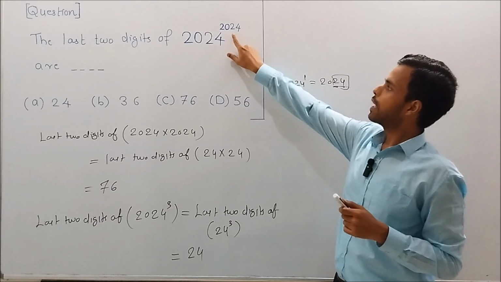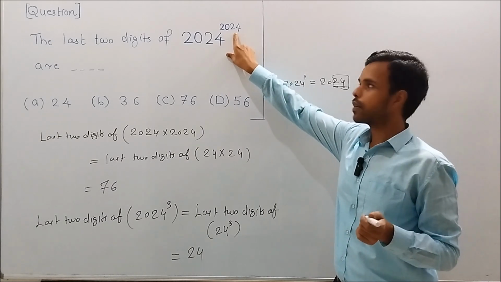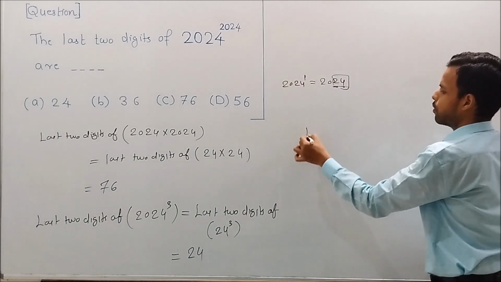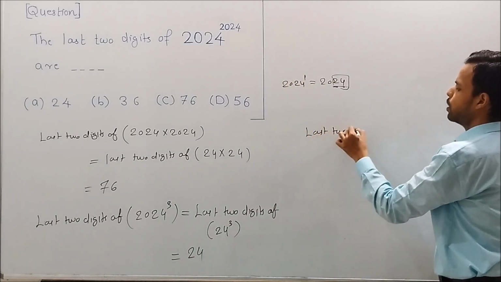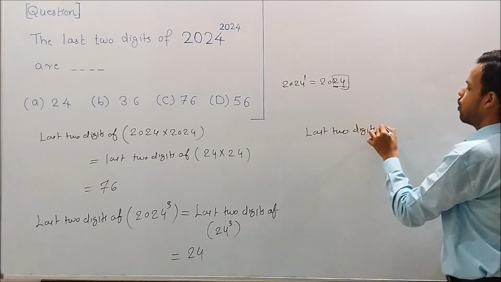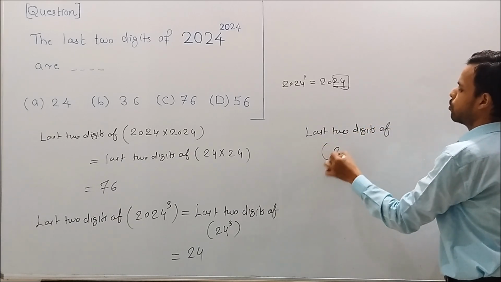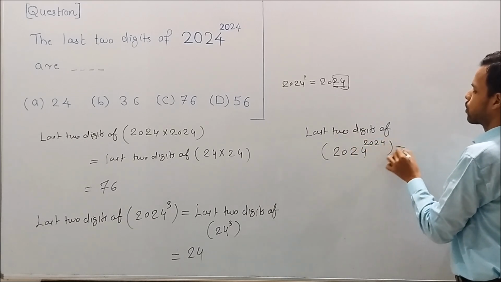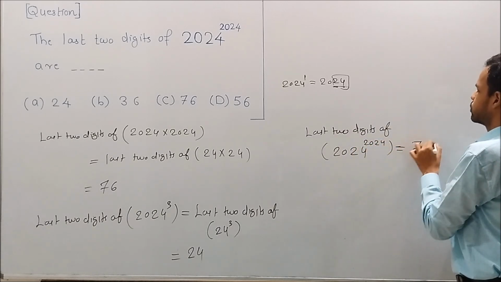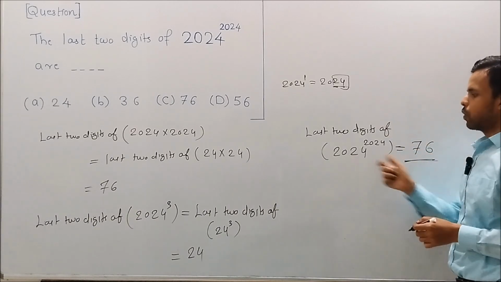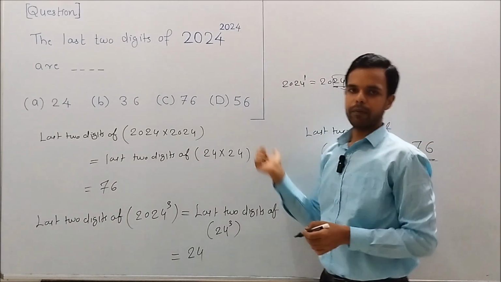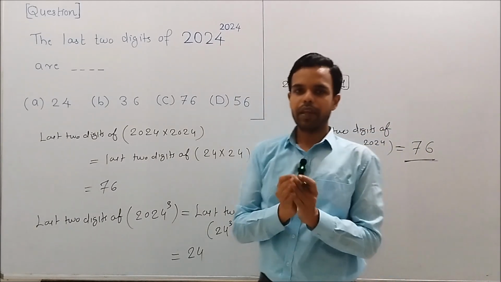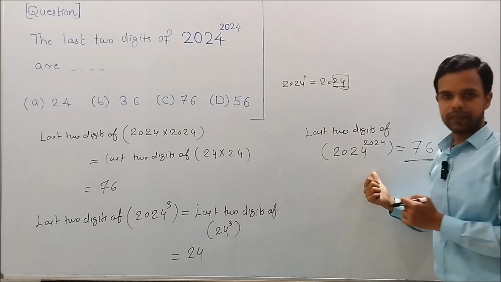And here in our case, the power is an even number, 2024 is an even number. So the last two digits of 2024 to the power 2024 are equal to 76 because the power is an even number. So we have solved this question via the basic mathematics technique as well.